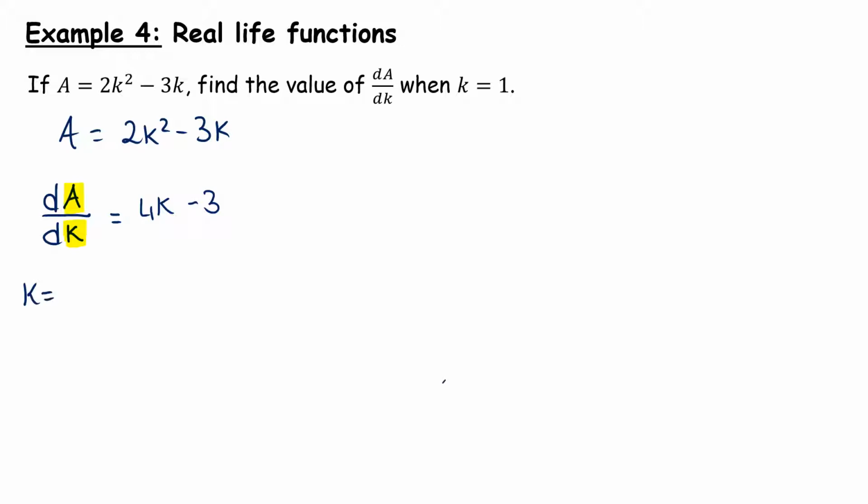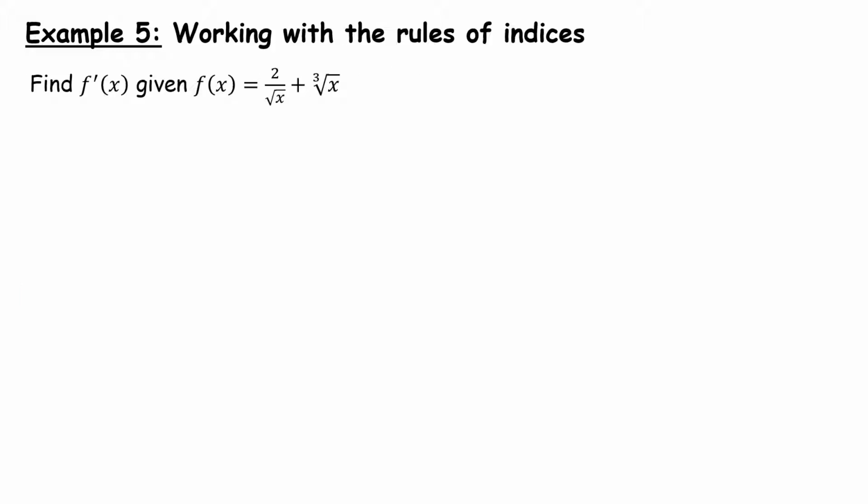So let's say k equals 1. So then dA dk, the derivative of A with respect to k, is 4 times 1 minus 3, which is 4 minus 3, which is equal to 1. Now, when we're dealing with functions like this, you may not be talking about it in terms of slope, but like I said before, there will be further videos which will discuss this in a lot more detail.